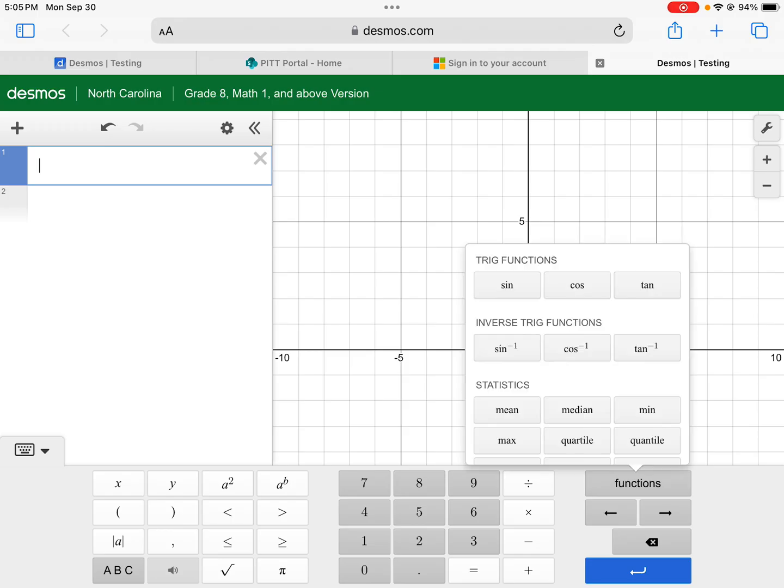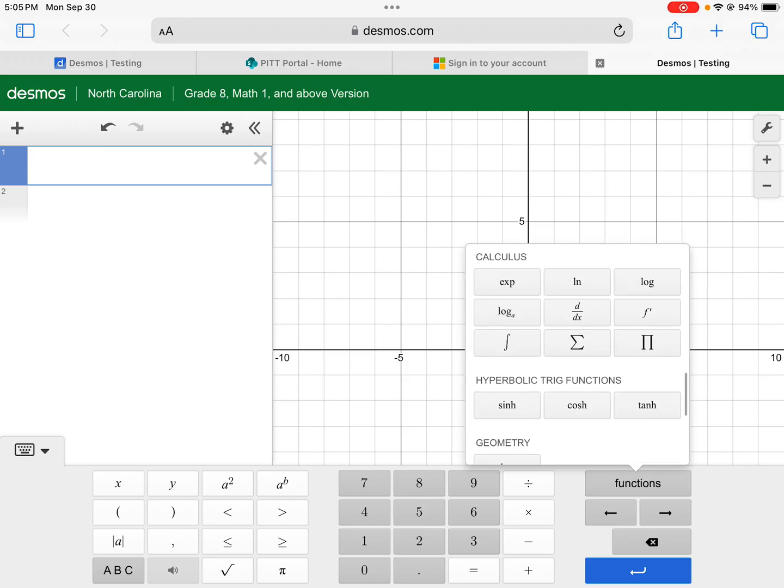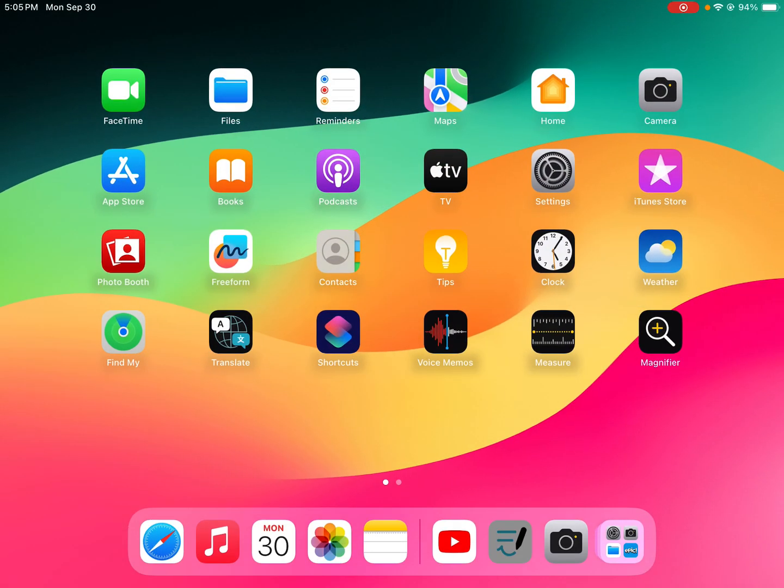So natural log, again, you can go under functions, there it is, or you can just type in ln, and Desmos will know what you're telling it to do. And you're going to go to the nearest hundredth. So the second decimal is a 4, behind it is a 5, so that's going to round that 4 up to a 5. So 1.95.